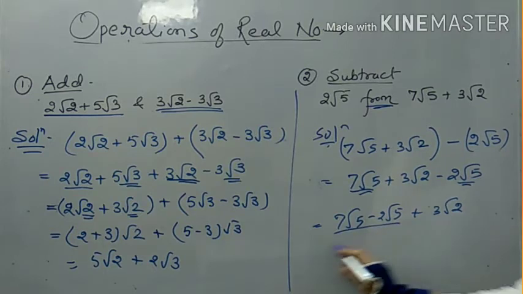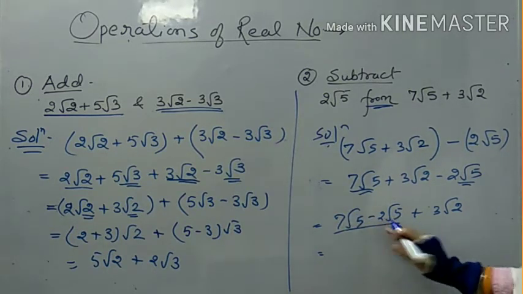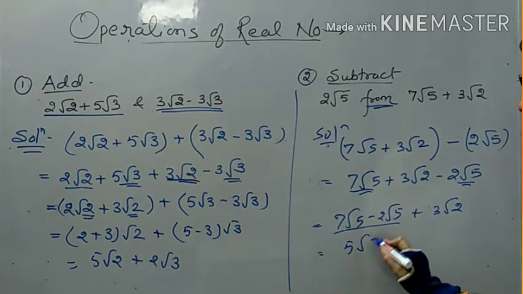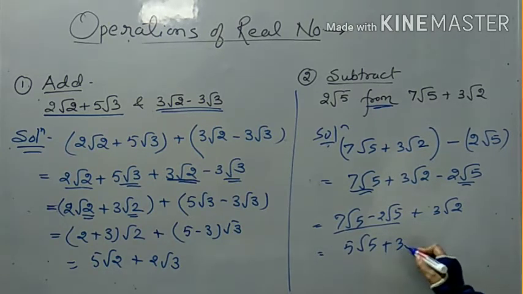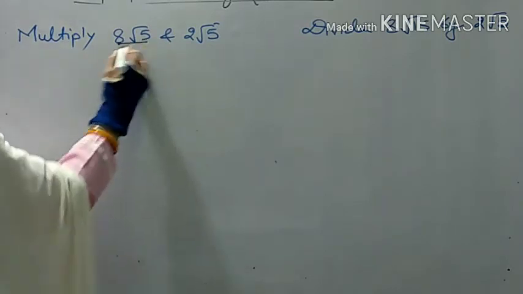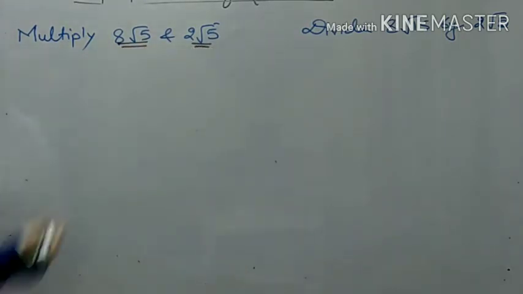Now root 5 can be taken out common. So 7 minus 2 will be 5. So 5 root 5 plus 3 root 2. So this is how we subtract real numbers. Multiply these two irrational numbers, 8 root 5 and 2 root 5.